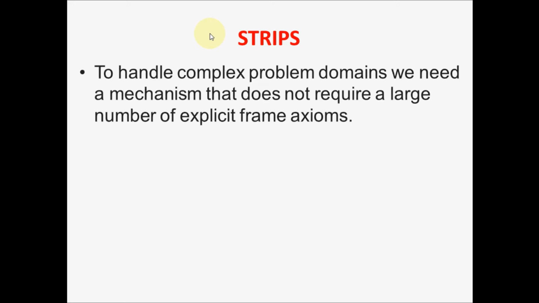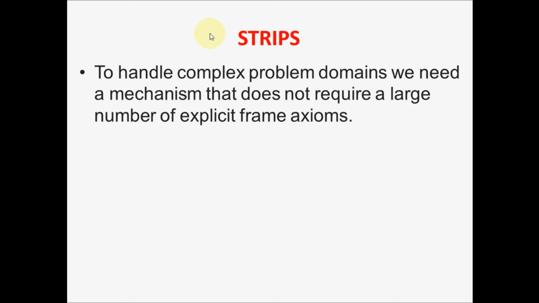So the solution to this particular problem of Green's approach was developed at Stanford, and that approach is called the STRIPS approach. To handle complex problem domains, we need a mechanism that does not require a large number of explicit frame axioms. You will go mad writing the frame axioms to specify the current state that you can see in the realistic world. So we really do not require a large number of explicit frame axioms to write explicitly.